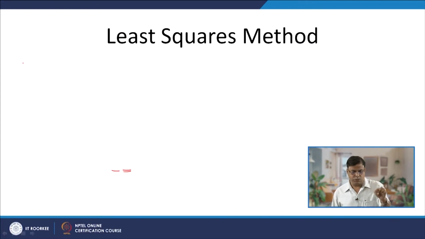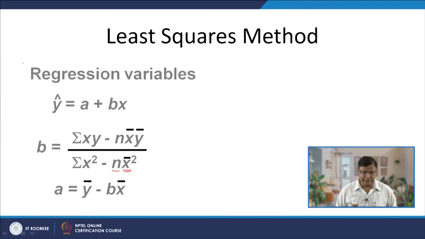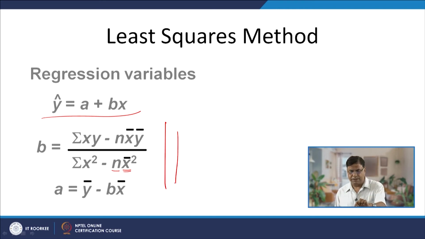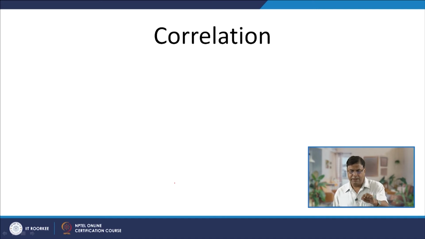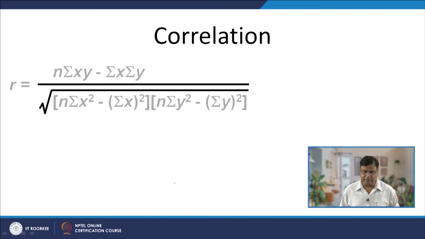So, this is what has been explained in this regression method for calculating y is equal to a plus b x, and these are the equations which can be used to determine the relationship between the dependent variable and independent variable.